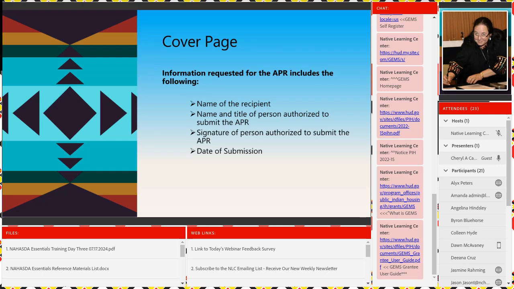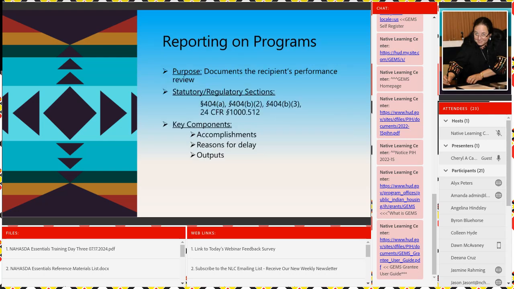The information requested for the APR includes the following: the name of the recipient, the name and title of the person authorized to submit the APR, the signature of the person authorized to submit the APR, and the date of the submission. The purpose is to document the recipient's performance review. The statutory regs are 404(a), (b)(2), (b)(3), 24 CFR 1005.12. The key components are: what are our accomplishments? What are the reasons for delays? Okay. And what are the outputs?